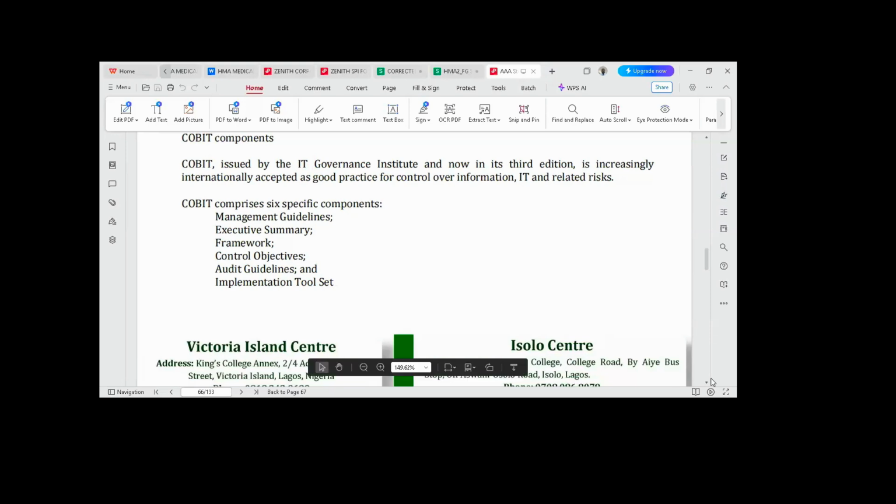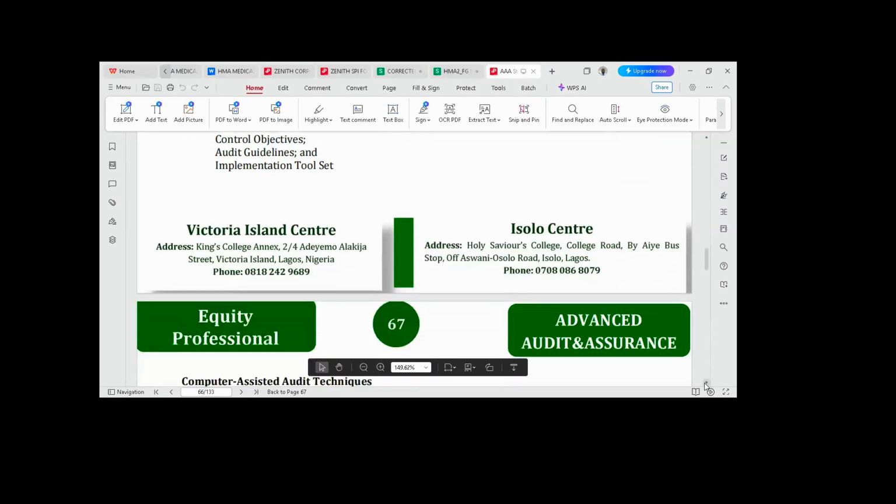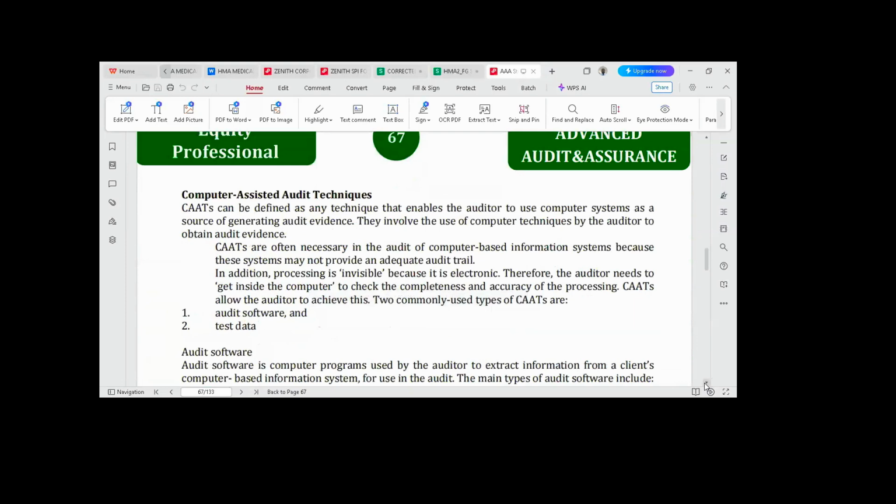So that is for COVID. I hope it's cleared. So let's go to the next area. Still on IT. Let's look at what we call the computer assisted audit techniques. I've explained it before. I said these are techniques that enable the auditor to use a computer system to obtain audit evidence. These are techniques used by the auditor to obtain what?